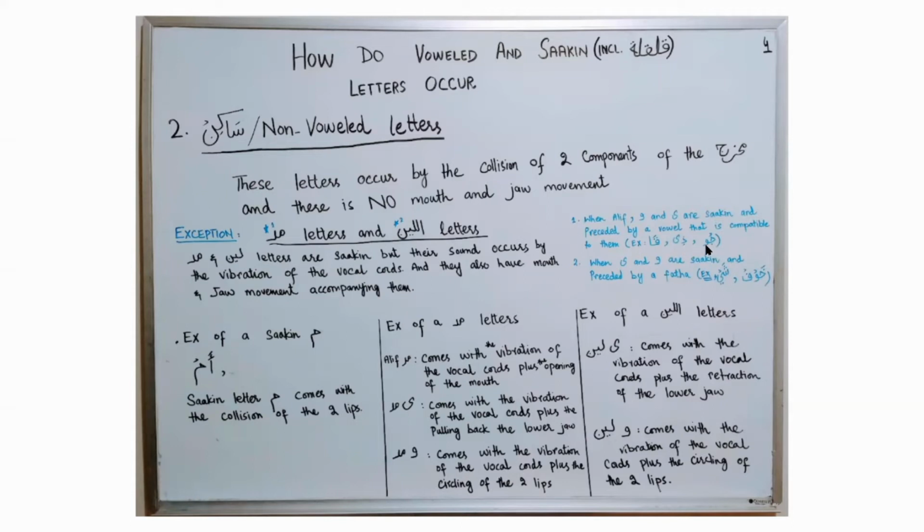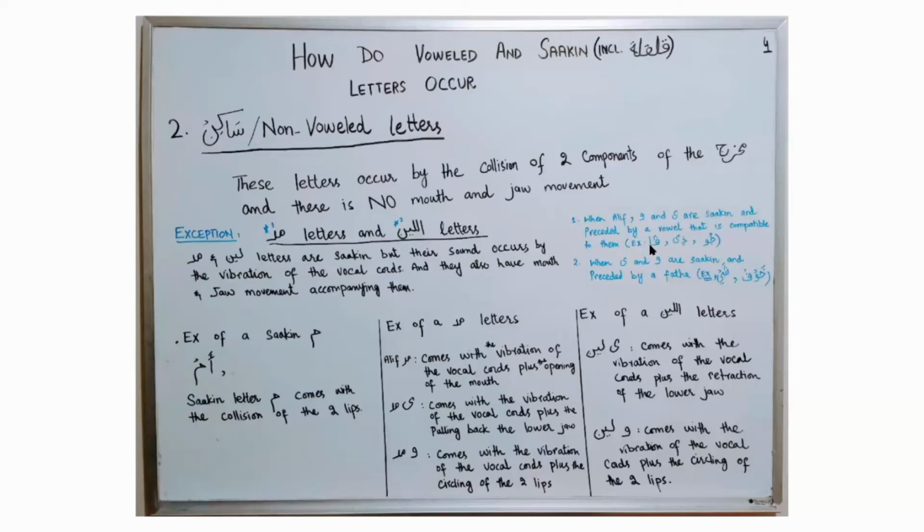If you look into these examples, letter waw is in a Sakin condition, and the letter before letter waw has a dhamma. Dhamma has an oo sound. It is compatible with letter waw. So waw is in a mad condition. Letter ya is sakin, and before letter ya, there is letter zal with the kasra. Kasra is an e sound, and it is compatible with letter ya. So ya is in a mad condition. In this case, alif is sakin, and before alif, the letter has a fatha. Fatha is an a sound. Letter alif is in a mad condition.